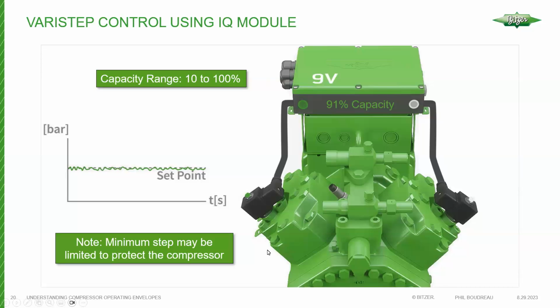So if the compressor is getting pushed outside the envelope, then the IQ module is automatically going to back off in order to protect the compressor. If you're just applying pressure controls, pressure controls themselves don't have this ability. The IQ module can do it. So you'd have to be very careful when you're unloading compressors using fixed step unloading.